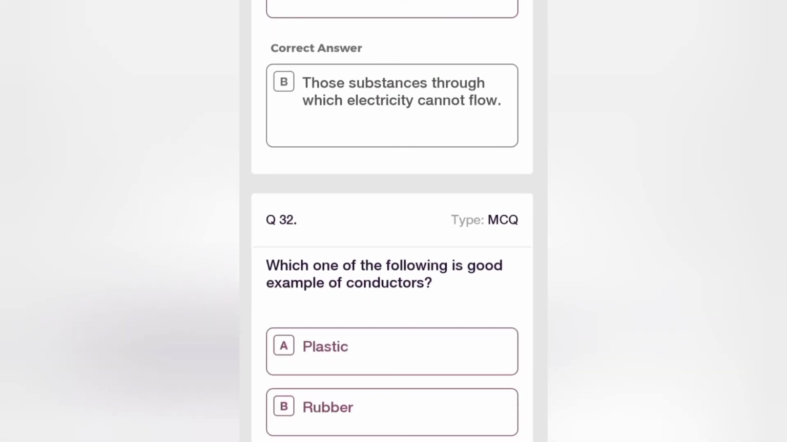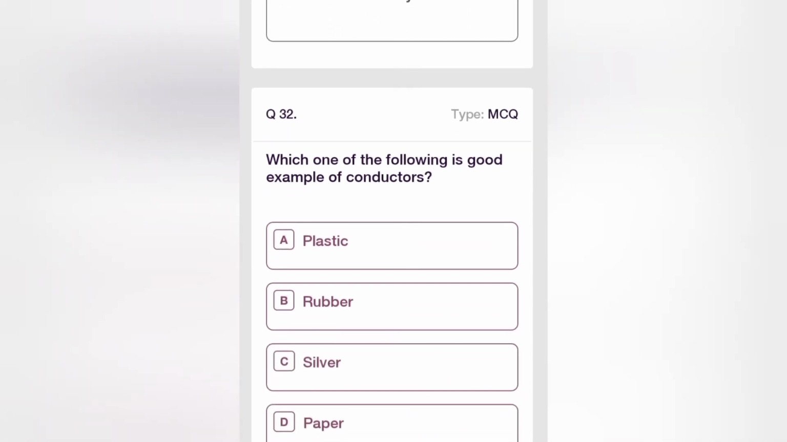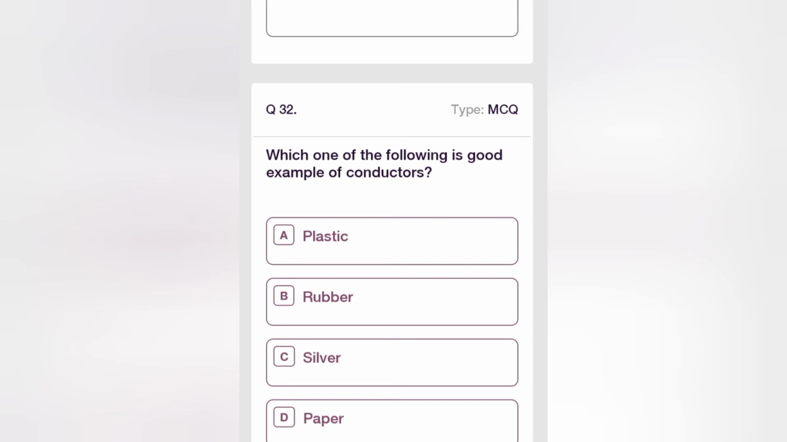Which of the following is a good example of conductors? Plastic, rubber, silver, paper. Plastic, rubber, paper, these are all insulators. They are bad conductors, and silver is the good conductor. So option C is correct.